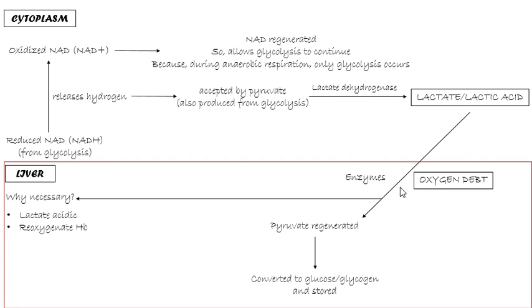Therefore, we use this extra oxygen or the oxygen debt that is needed for the conversion of lactate to pyruvate in order to reoxygenate hemoglobin and increase its percentage saturation of oxygen so that oxygen can be delivered to all the cells or tissues or organs where it is required.